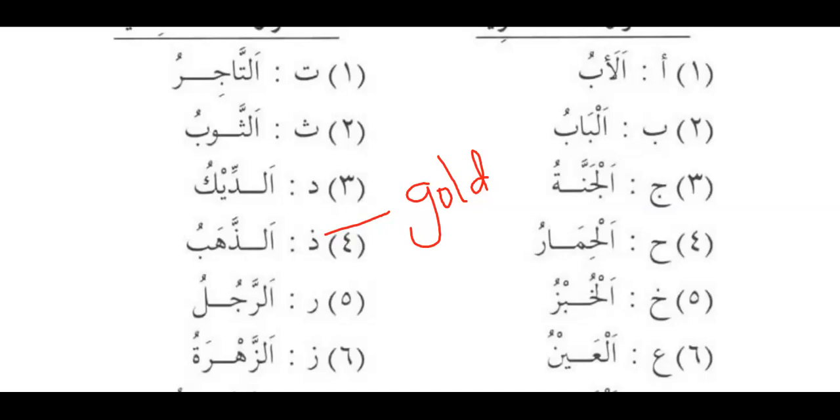So if I say al-dhahabu ghalin, in English it's simply translated as gold is expensive. Gold is expensive. Not necessarily one particular gold that I'm talking about. No, just generally gold is expensive. So if you translate it into English and say the gold is expensive, that does not sound well to an English speaking person.